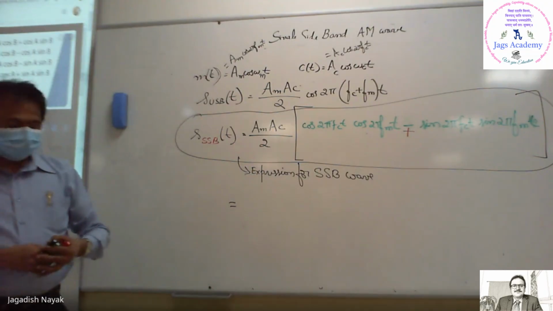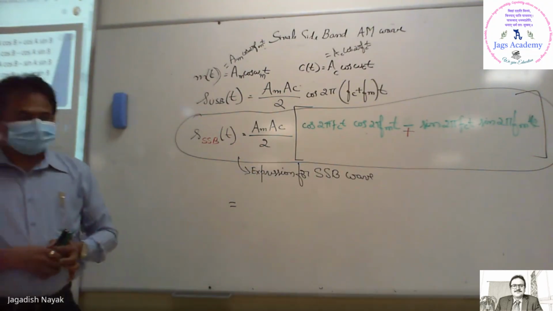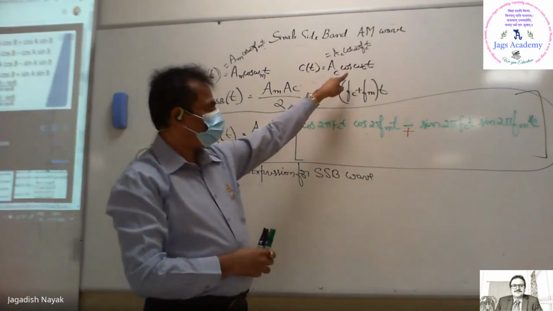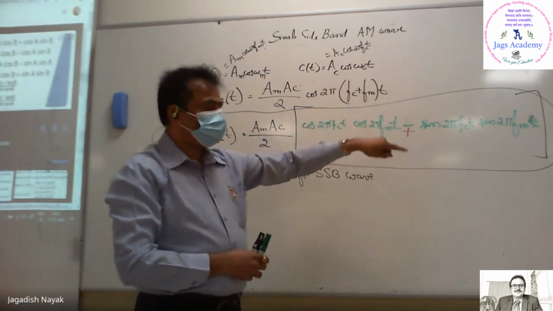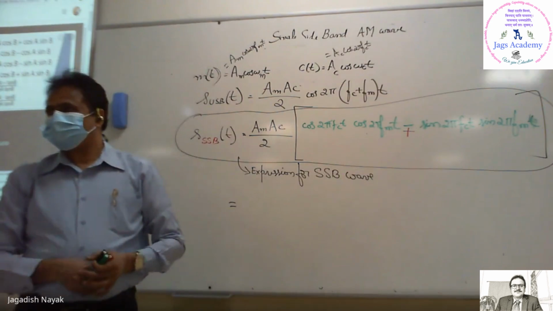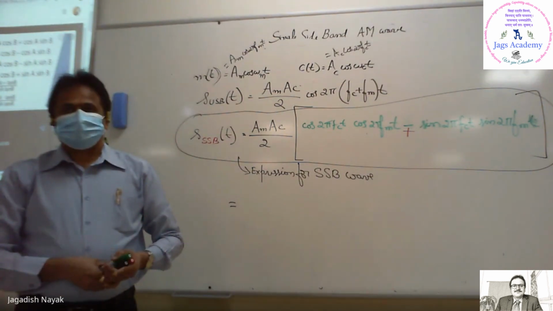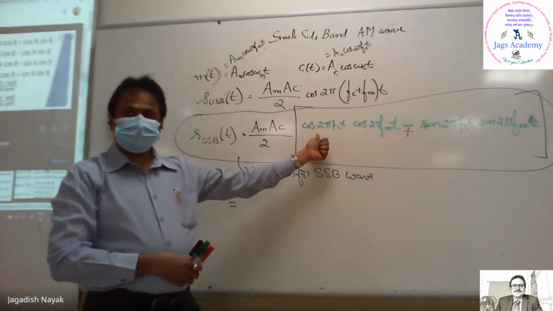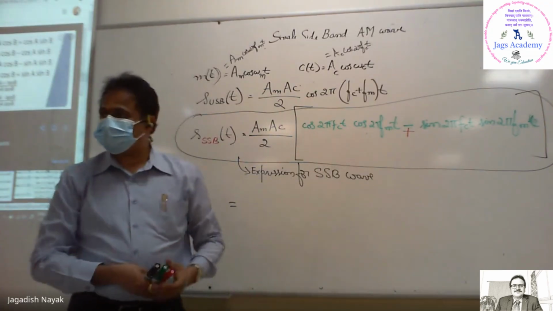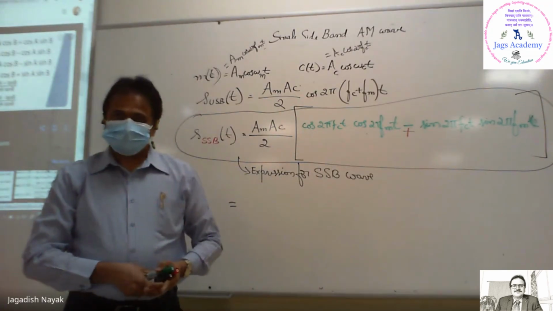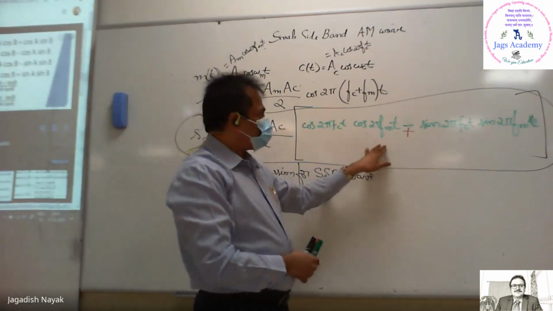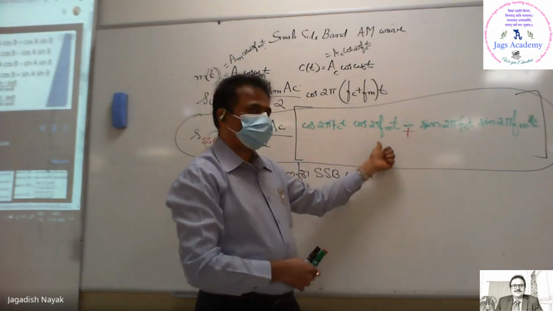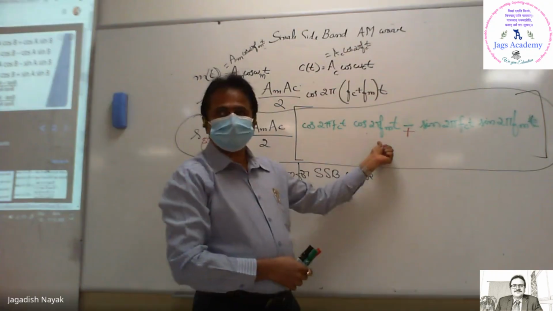If you have cos 2 pi fct, you already have that with you, right? That is going to be this one. What is sin 2 pi fct? Tell me. Sin 2 pi fct is the phase shifted version of cos 2 pi fct. Yes or no? I understood this now. Now, what is sin 2 pi fmt? Phase shifted version of this one.